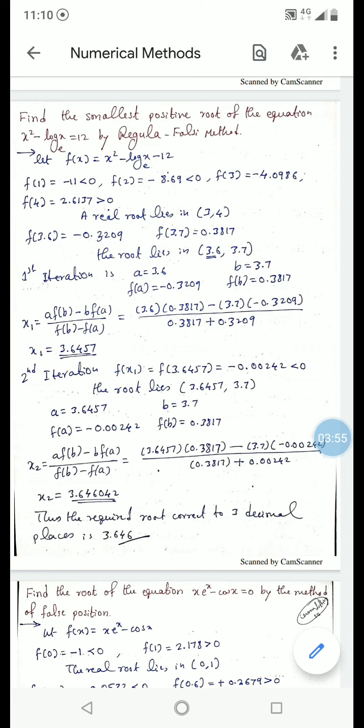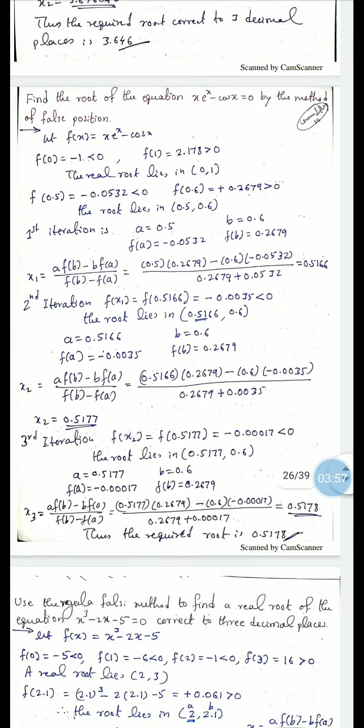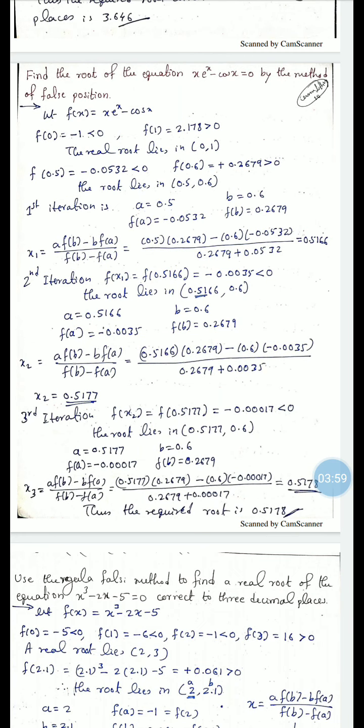So similarly we find the second question. Find the root of the equation x into e raised to x minus cos x equal to 0 by the method of false position or Regula-Falsi method.